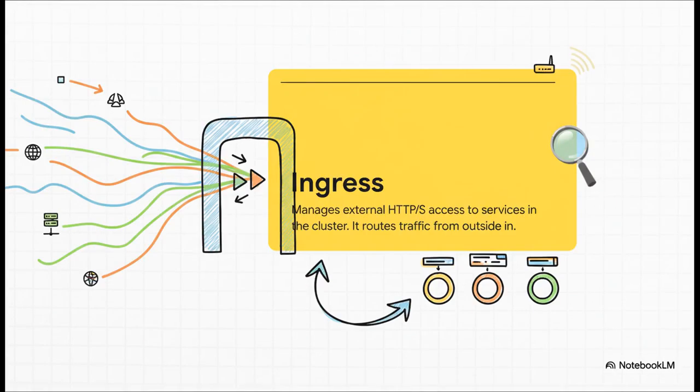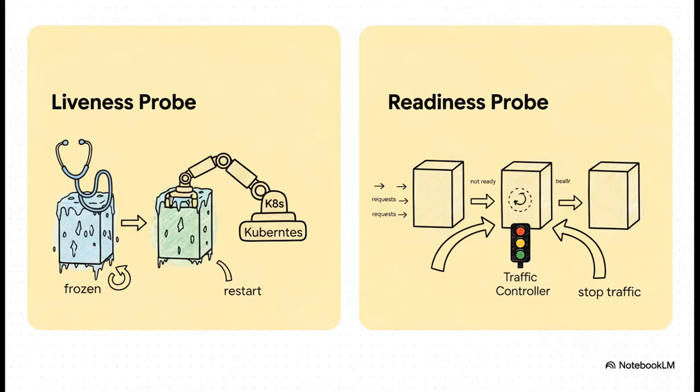Okay, that's great for internal traffic, but what about the outside world? How do users actually get to your app? For that, you use an ingress. Think of it as the main highway entrance into your city. It's a smart router that looks at the incoming traffic and directs it to the right neighborhood, the right service, based on the URL.